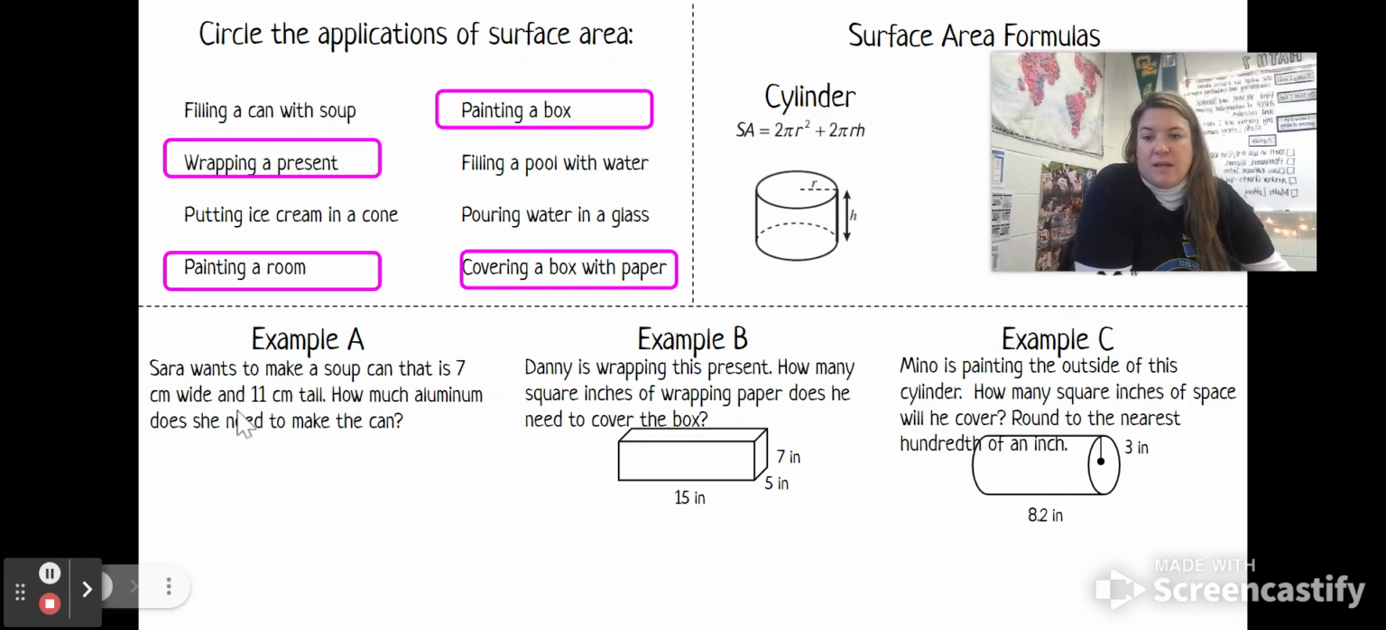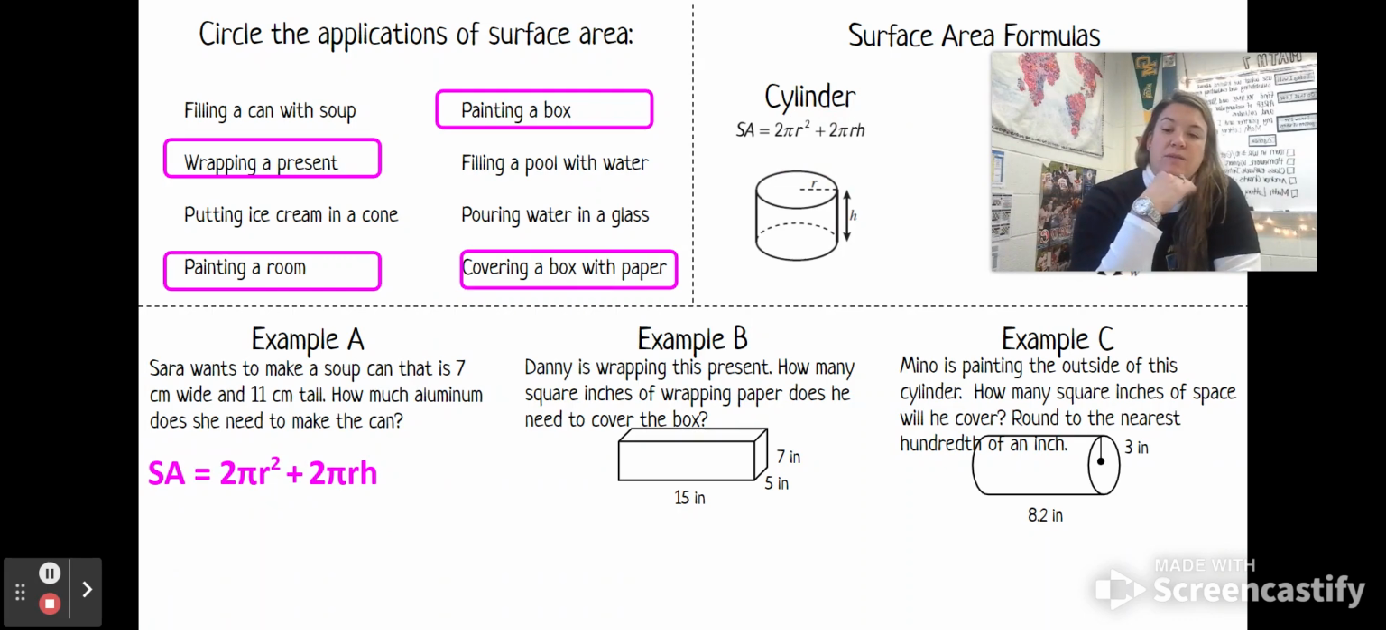Sarah wants to make a soup can that is 7 centimeters wide and 11 centimeters tall. How much aluminum does she need to make the can? Okay, so this is surface area and it's a cylinder. So I'm going to use my cylinder formula, 2 pi r squared plus 2 pi r h. Make sure you have SA today for surface area. We don't need the V. All right, now let's plug in our numbers in the second row. So we keep the SA equals, we keep the 2 times 3.14 times the radius squared.